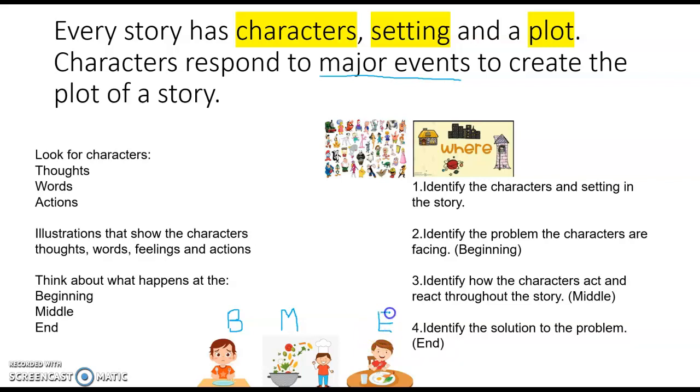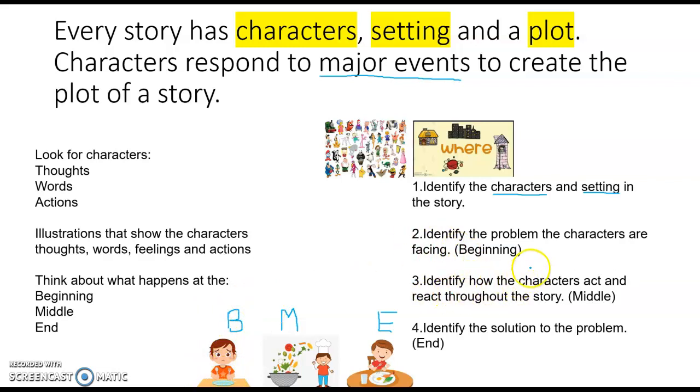So how do we find these things in a story? Well, first, we need to make sure we identify those characters, so who the story is about. And then where is the story taking place? Knowing the setting helps us visualize the story better. Then we want to identify the problem the characters are facing. And like I said, that usually happens at the beginning of a story.